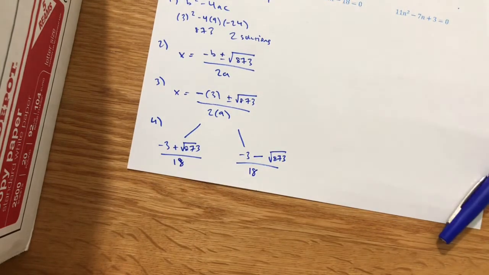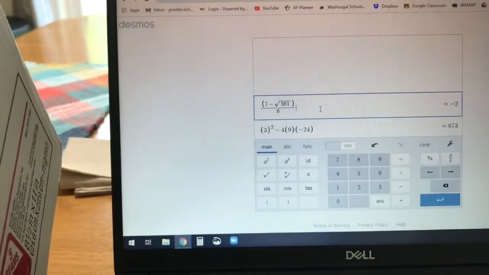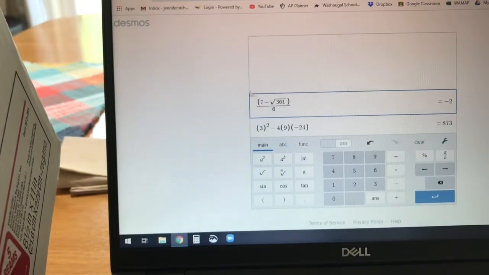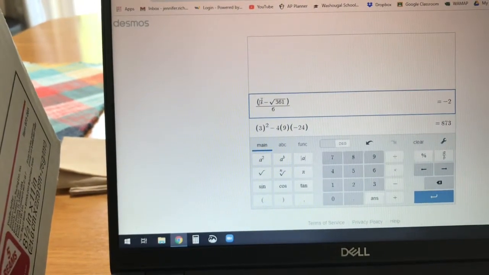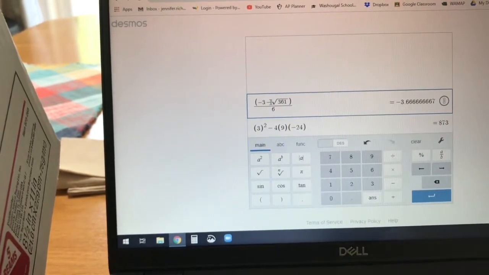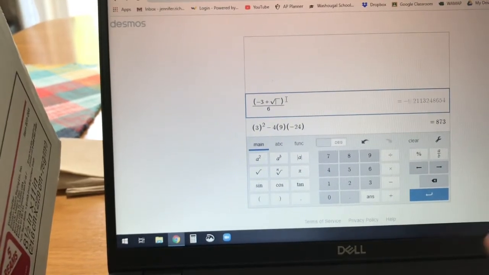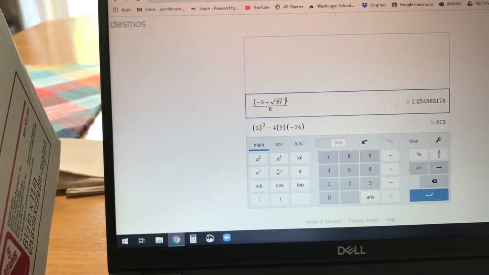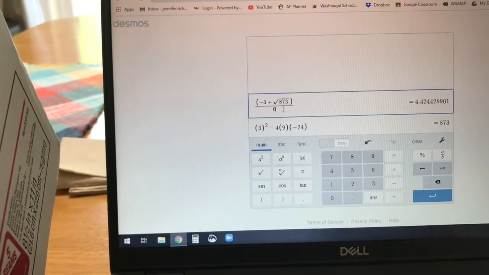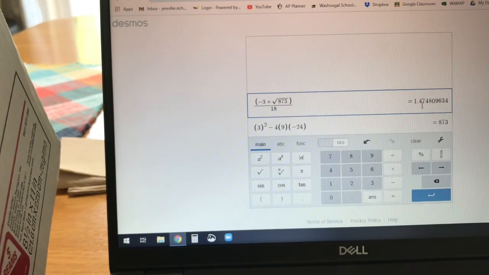So let's go ahead and I'm going to go to Desmos and type this in. So I'm just going to use this one up here, and just delete some stuff. So the first term is negative 3 and it's plus square root 873 over 18. So my first answer is this one. It's 1.47480.